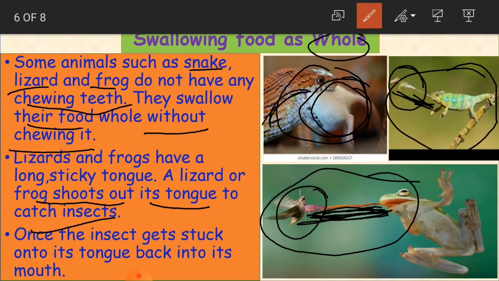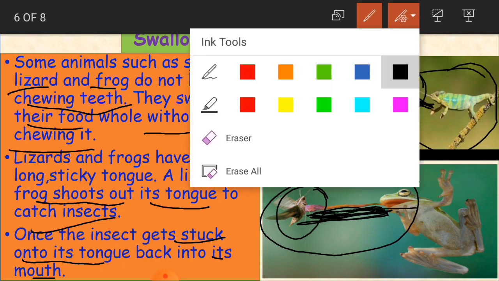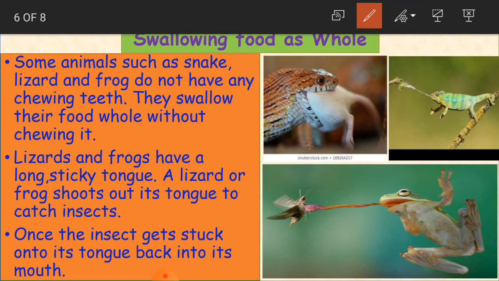Once the insect gets stuck onto its tongue, what happens? First, the frog will shoot out its tongue outside, and it will catch the insect. Because of this sticky, gummy substance, the insect is going to get stuck to the tongue of the frog or a lizard.